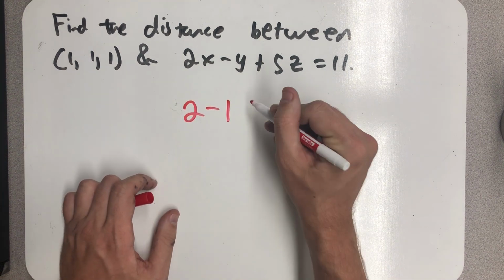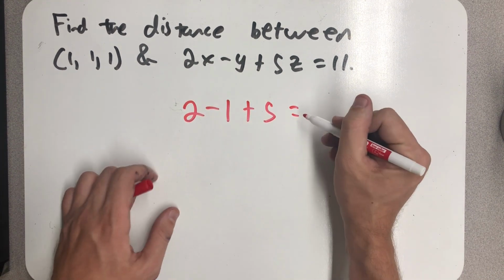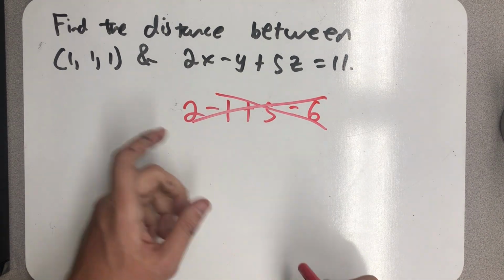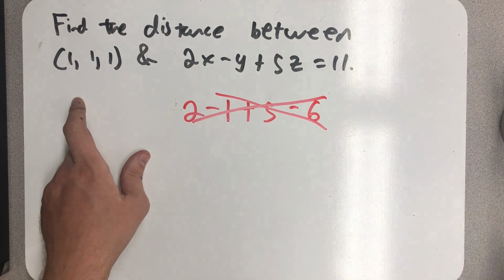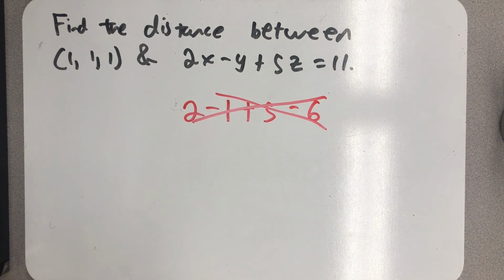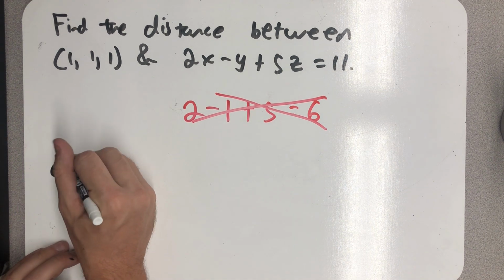2 minus 1 plus 5, well, that's not 11, that's the number 6, so I am in the case where this point does not lie on this plane. But it was worth checking. It's not hard arithmetic, and now I know the answer is not 0. All right, well, I know how to calculate this distance.